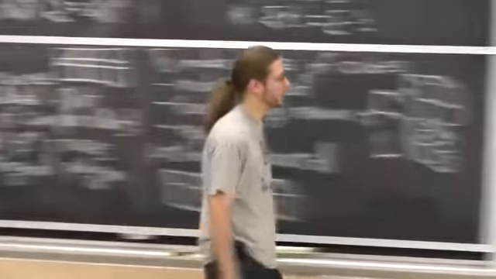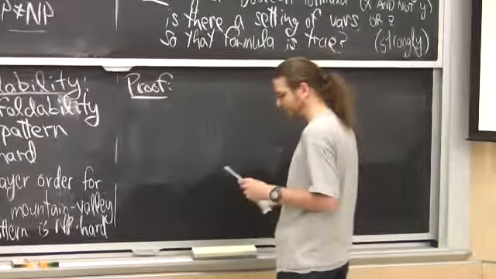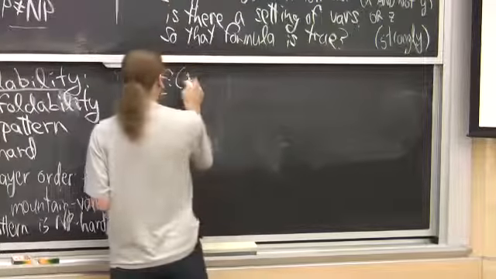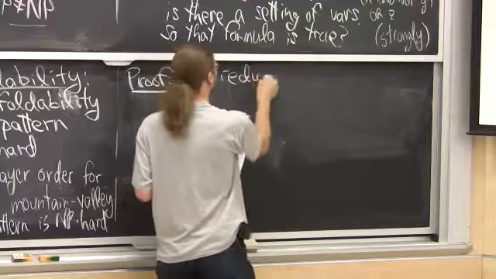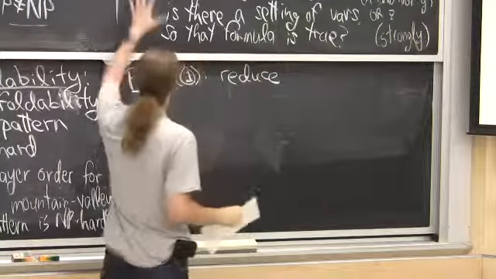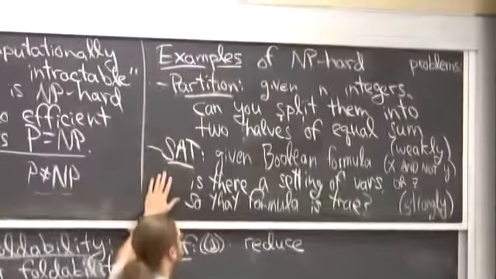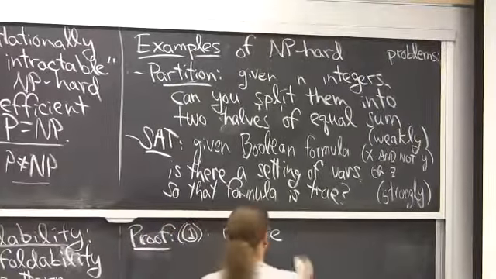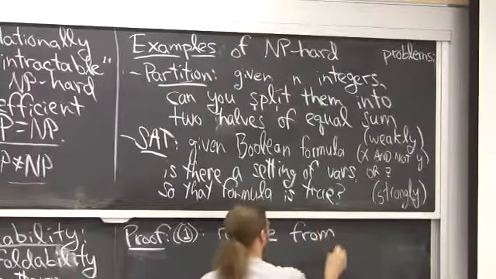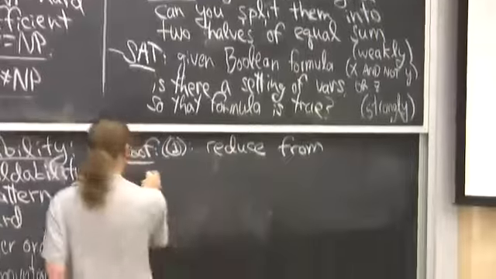So I'm going to talk about the proof of the first result, though, because the second one is pretty complicated. Though it's the same spirit, just a lot more details. Again, we're going to do a reduction. And we have these two nice problems, partition and SAT. I'm not going to use either of them, though in theory you could use SAT. I'm going to reduce from one of my favorite NP-hard problems, I should say.